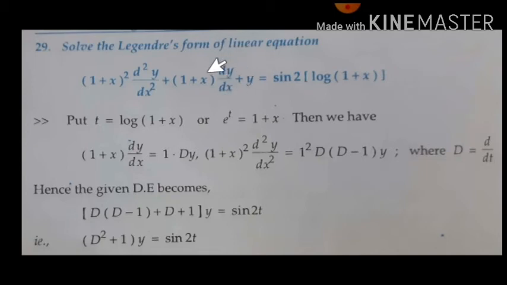What form is there? Ax plus b form. What is the a value? The coefficient of x is the a value, it is 1. And b is 1. So along with dy by dx you have ax plus b form, and along with d square y by dx square also you have ax plus b form. Yes or no? So we identify this differential equation is of Legendre form.